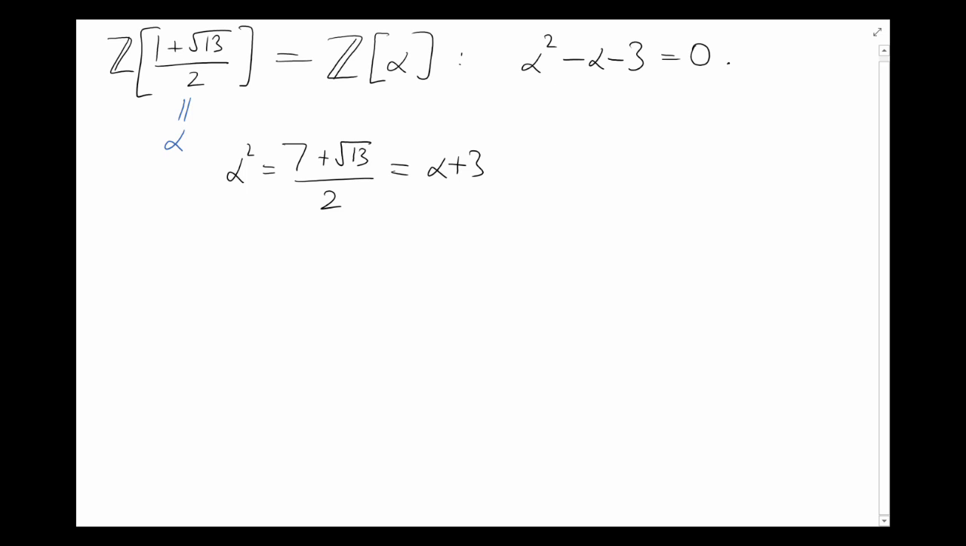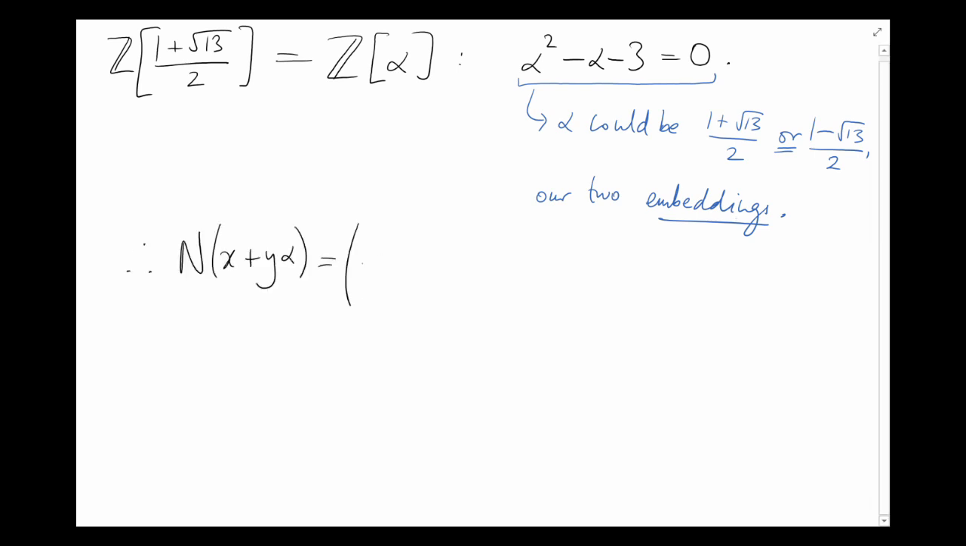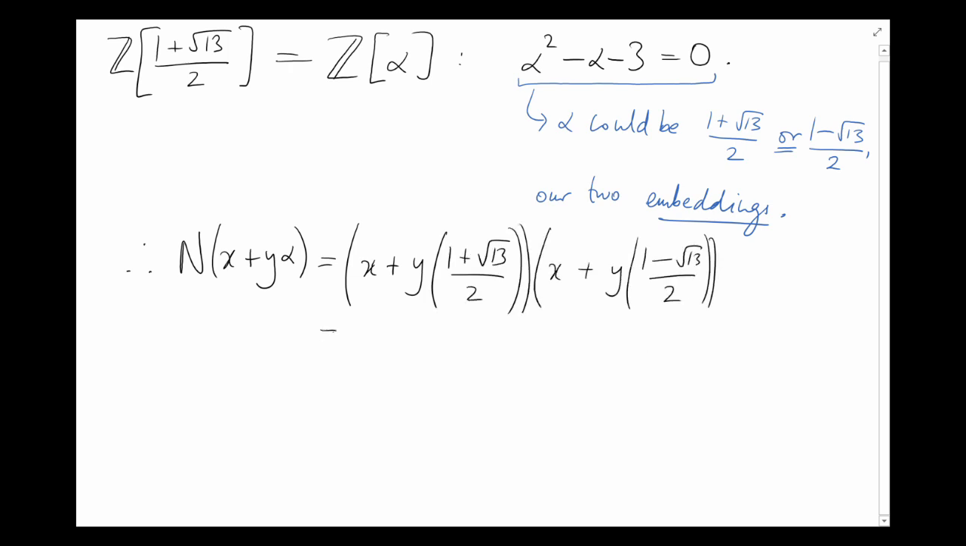The benefit of rewriting it like this is that if we forget where alpha came from originally and just take this equation to be our definition of alpha, then alpha could be either 1 plus root 13 over 2 or 1 minus root 13 over 2. And these are our two embeddings of this ring into the complex plane. This now allows us to calculate our norm function. The norm of x plus y times alpha is the product of its two embeddings. And if I expand this out, I get x squared plus xy minus 3y squared.